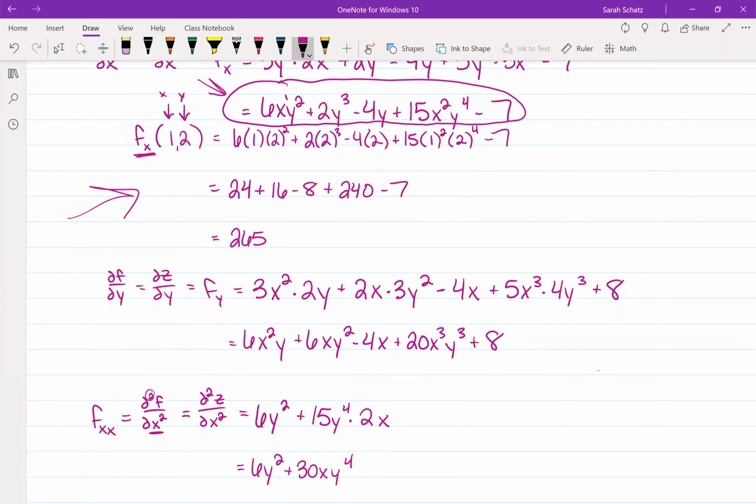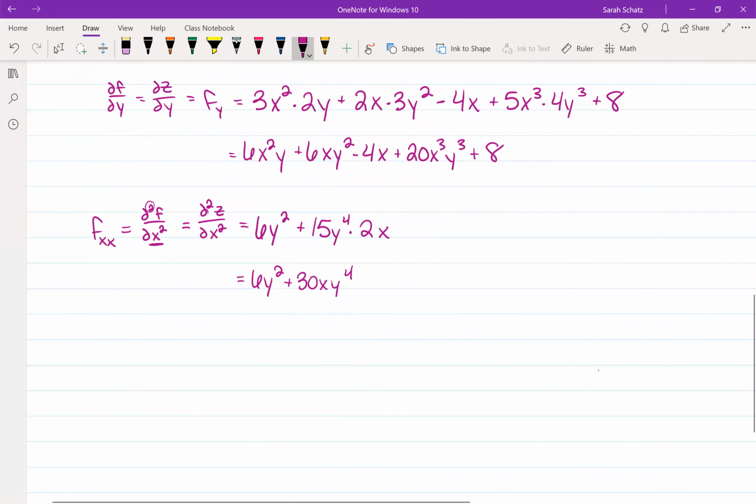So there's fxx. Let's find fyy. So what would that look like? Well, it might just look like fyy. Or it might look like the second order partial of f with respect to y both times. Same thing with the z. I want to make sure you guys don't get confused when you see different kinds of notation.